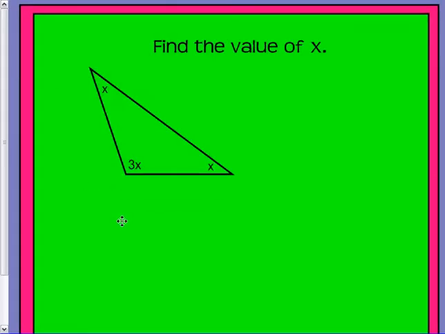All right, find the value of x. If you have all of these angles, they should equal 180. So really what we have here is 5x if we combine our like terms. So that means we have to divide 180 by 5. And when we do, x equals 36.